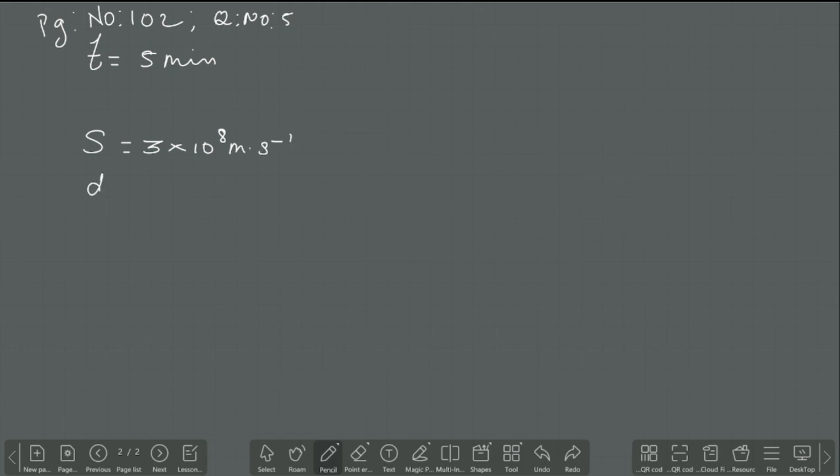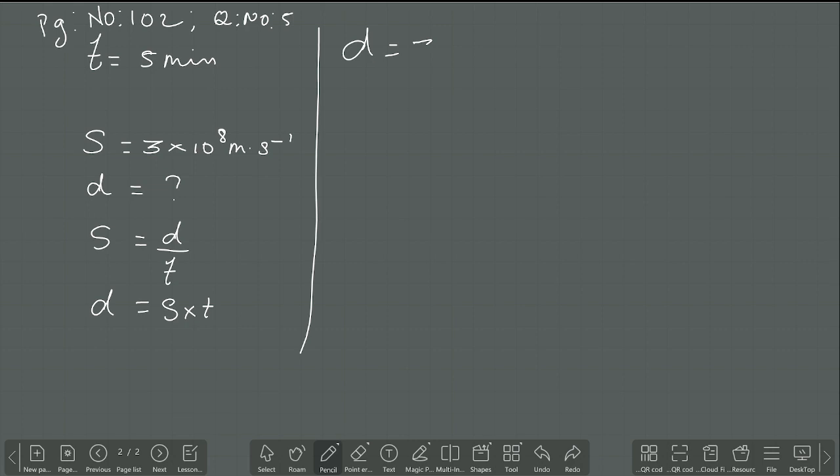So we need to calculate the distance. What is the formula? Speed is equal to distance by time. Distance is equal to speed into time. What is the value of speed over here? 3 into 10 to the power of 8. And T represents time. What is the value of time? 5. Can you directly substitute it as it is?